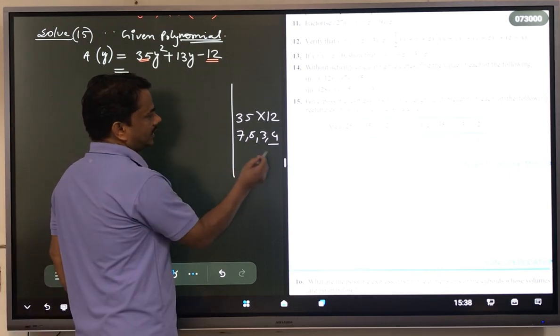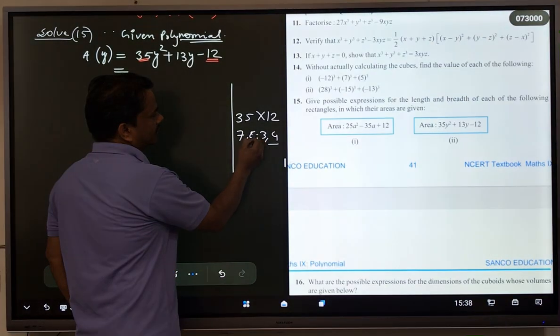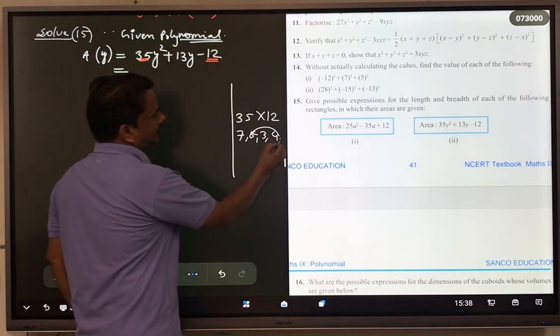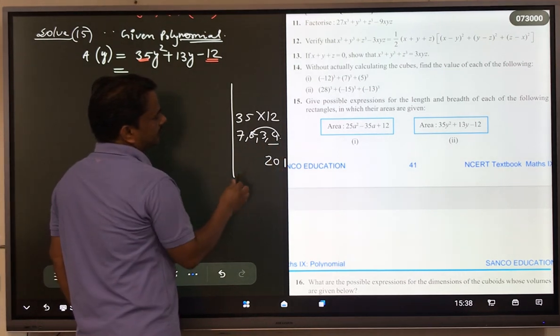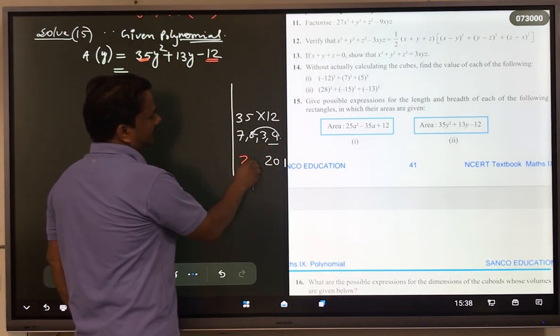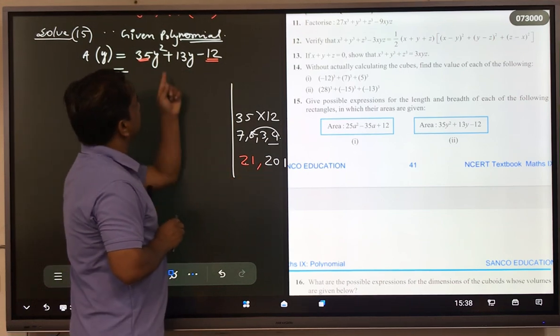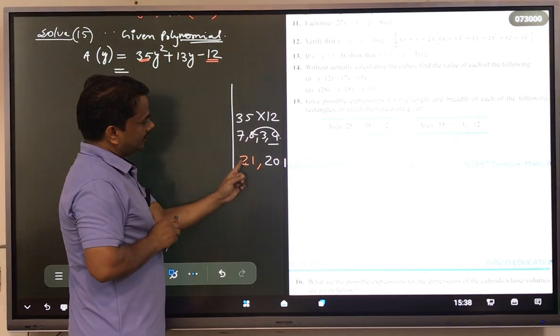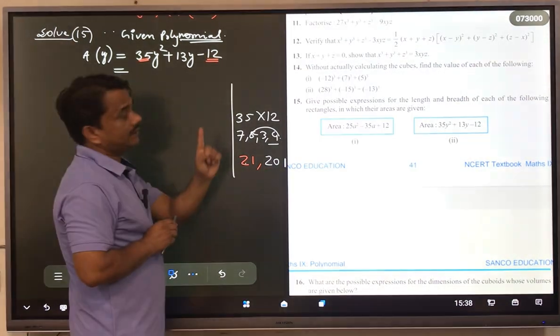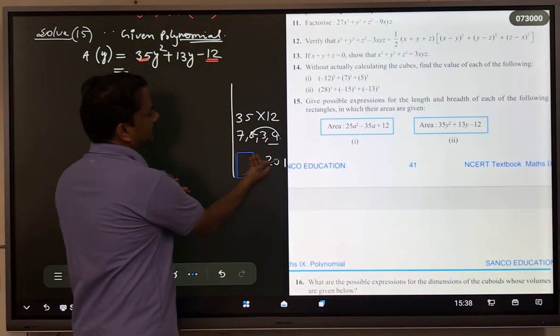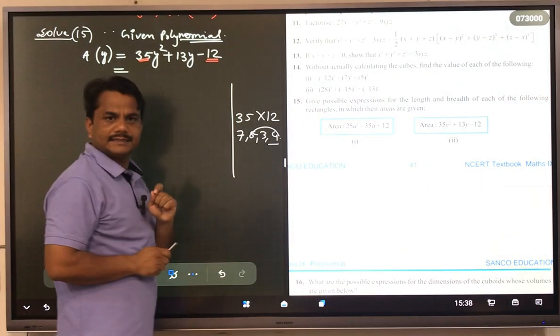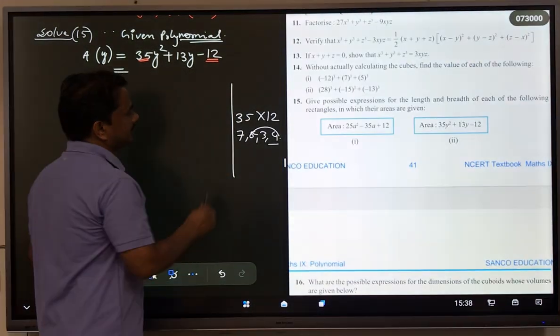Hit and trial method. Start. So these together to be fused here. 5 fours are 20 and 7 threes are 21. Now think, 21 plus 20, 41. Is it? No. 21 minus 20, what is that, 1? Is it coming? No. So this arrangement got failed. Try again here.